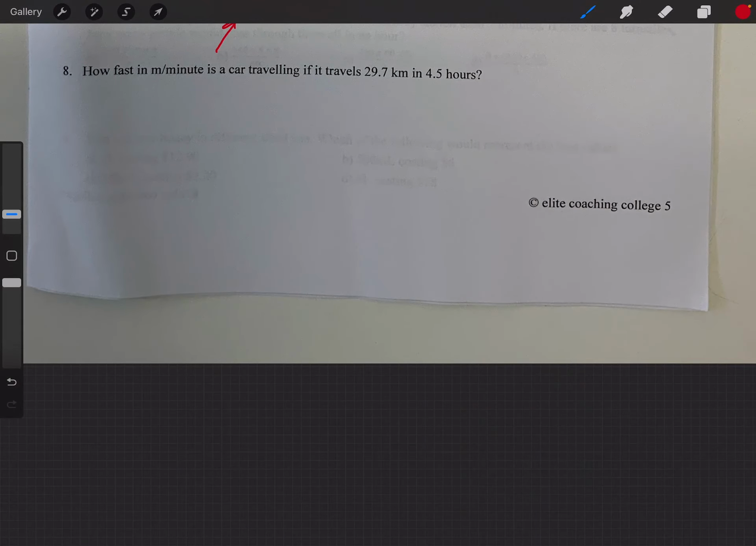Now, question 8. How fast in meters per minute is a car traveling if it travels 29.7 kilometers in 4.5 hours? Okay, so you go 29.7 kilometers in 4.5 hours. Now we want to get from that to meters per minute.